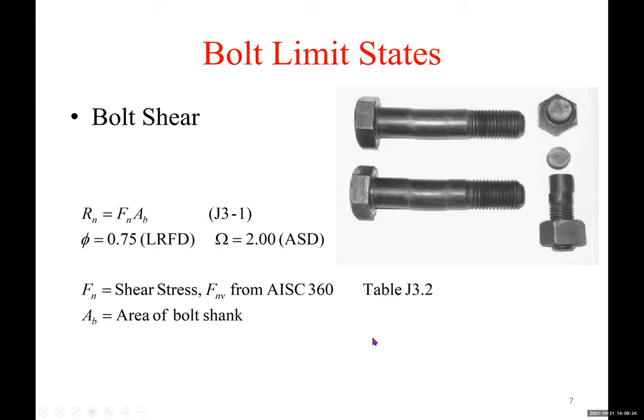L sub C is typically the clear distance between the bolt holes, the clear distance, not the center to center, or the clear distance from the edge of the bolt to the outside edge. Okay, so that's L sub C. So the failure could be in that fashion. So table 7.4 in the manual gives us also available bearing and tear out strength.